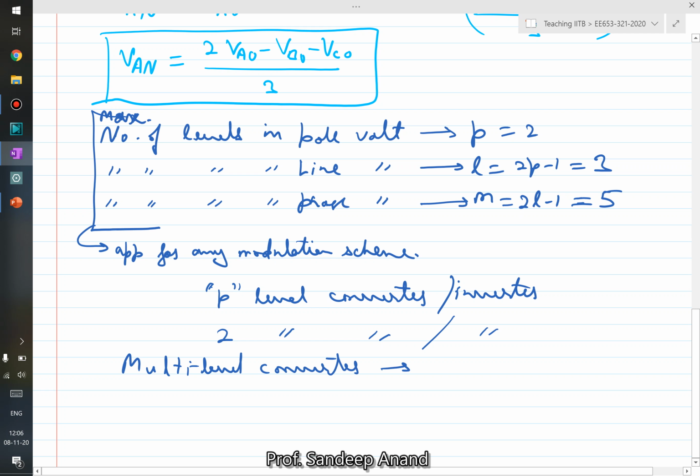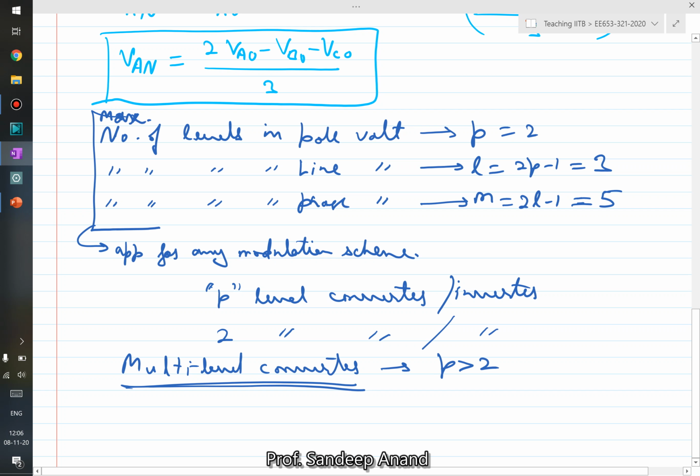Wherein you have more P, so you can have P equal to 3, 5, and then anything, whatever you want, depending on how your circuit behaves, right? So you may have to have a more complex circuit, you may need more number of active devices, but you can generate a higher number of levels more than 2, and those circuits we typically call as multi-level converter.